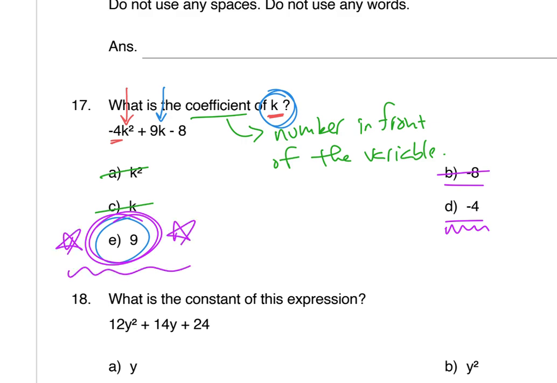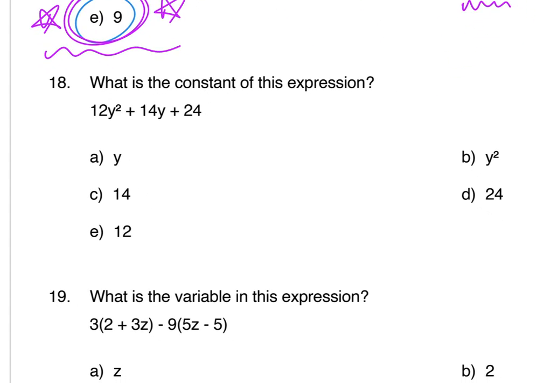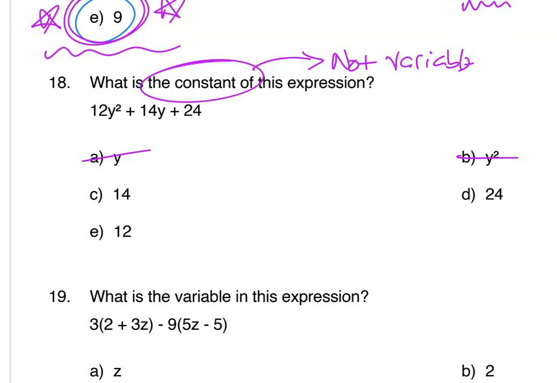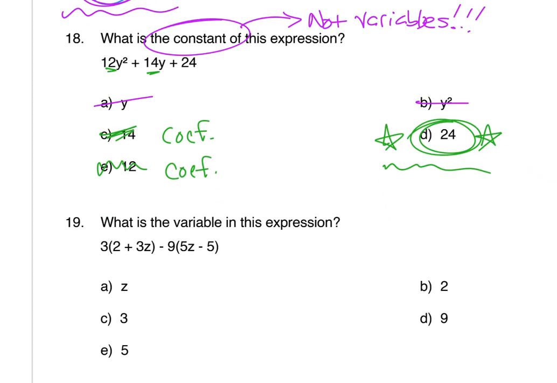Stars and squiggles. What is the constant of this expression? Again, trap answers here because that's a variable, and constants are not variables. Okay, so is it 12? Nope, that's a coefficient. Is it 14? No, that's a coefficient. That leaves 24 because 24 is a constant number.